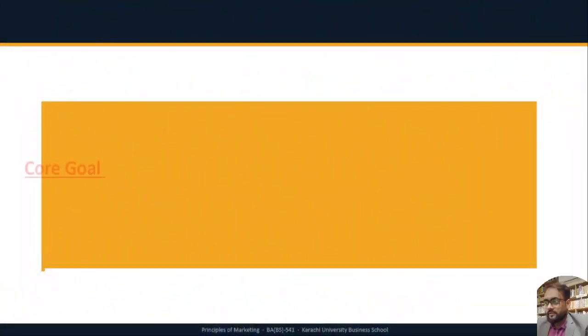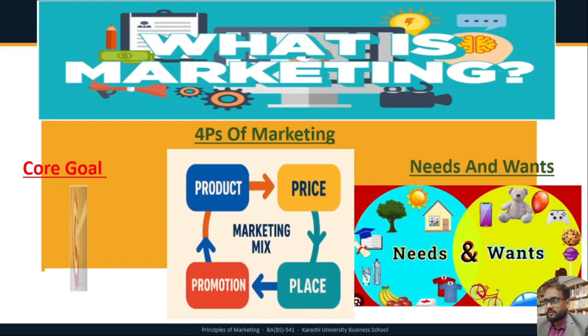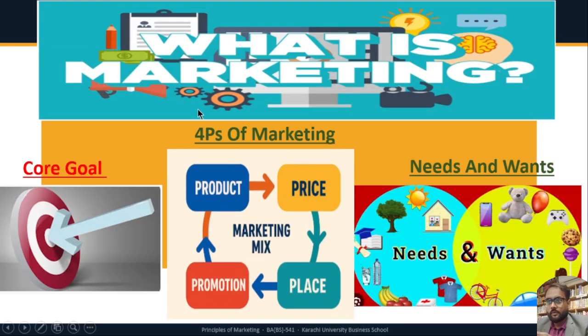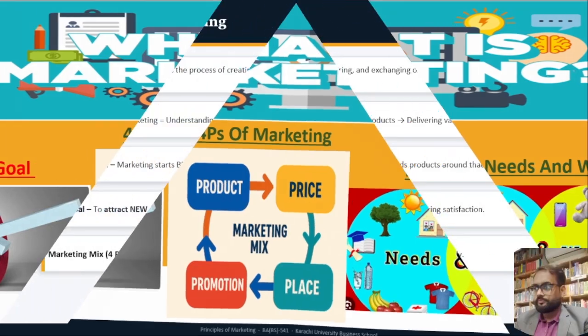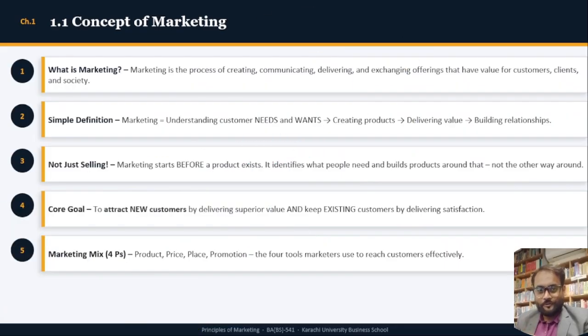This is what I tried to make in the first slide of the first chapter. So we're going to cover things like what marketing is and what the core goal of marketing is, and we're going to discuss the 4 P's of marketing and needs and wants for any brand. So let's move toward the theory, the learning part.